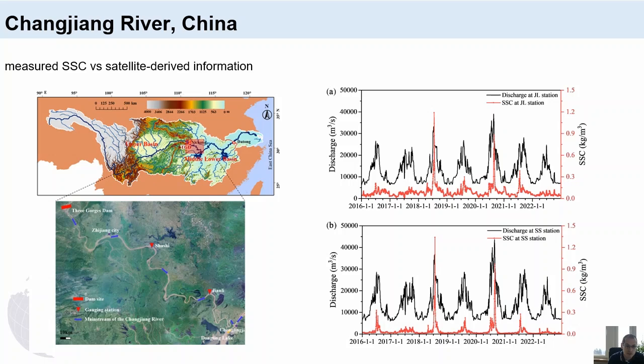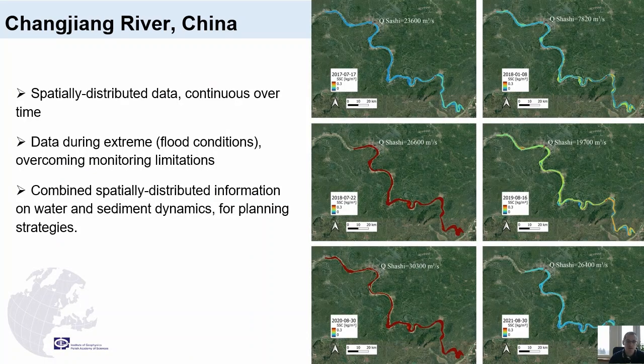And the overall idea of this analysis is to say, okay, we do have information about local suspended sediments, but we don't know anything about the spatial pattern. So we use some models to correlate this information to the colors of the water, basically, and then to create spatially distributed data continuous over time.